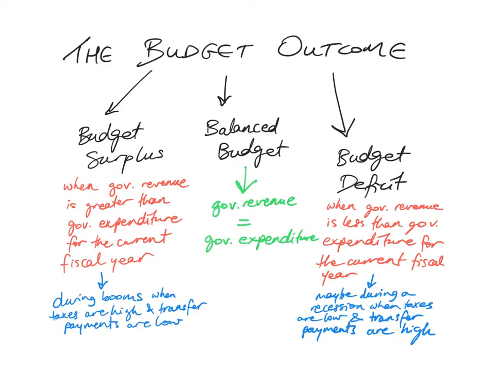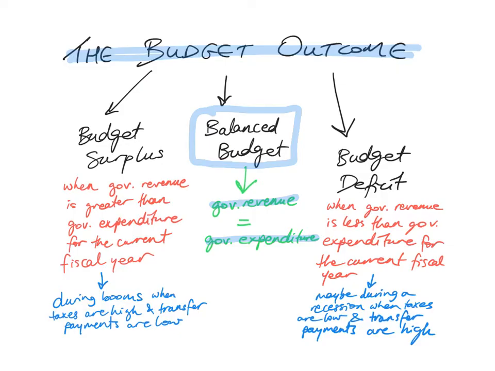So, the budget outcome. We've looked at the sources of government revenue and the types of government expenditure. If government revenue is equal to government expenditure, we say there's a balanced budget. This is the most ideal situation. You are spending exactly how much you have in revenue.